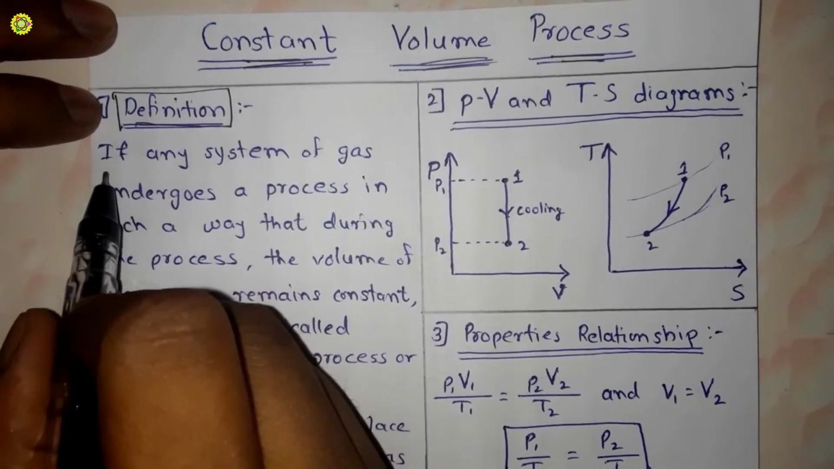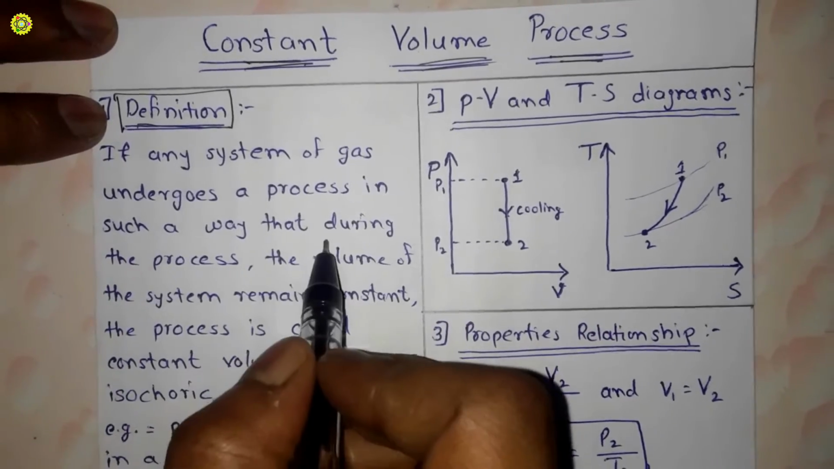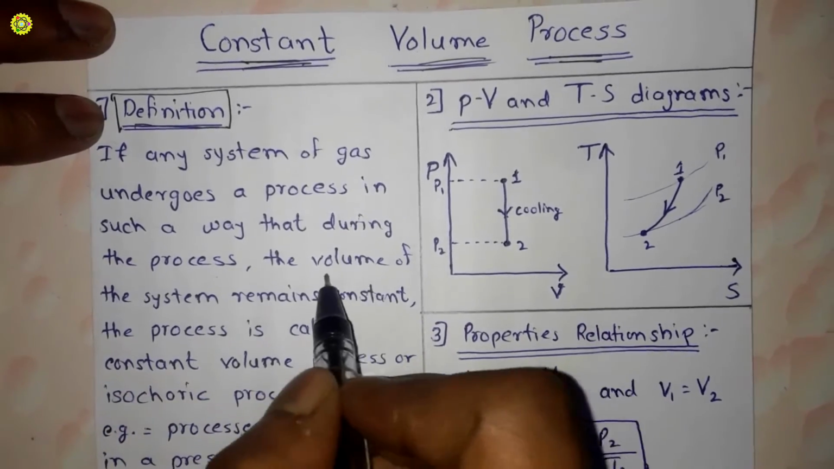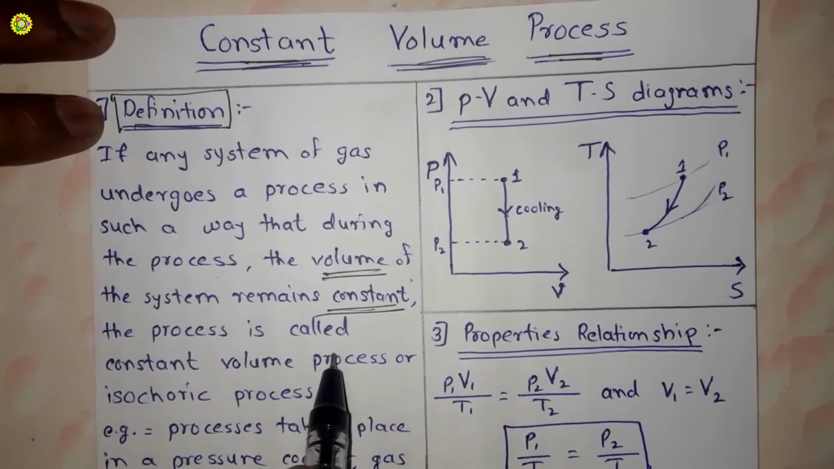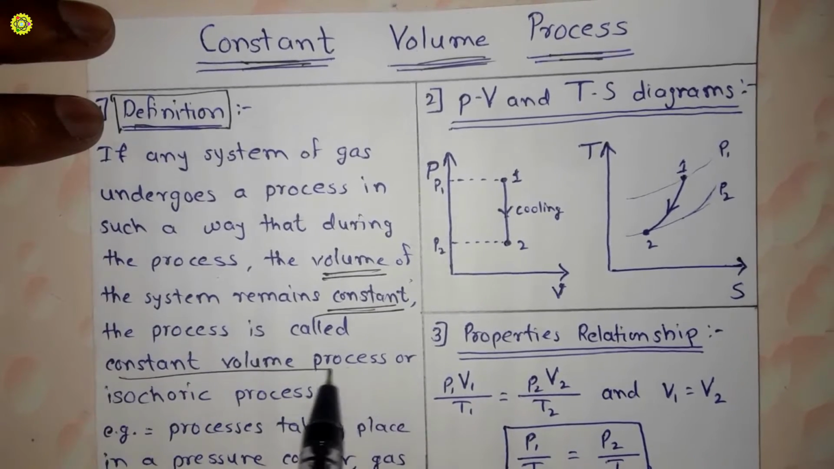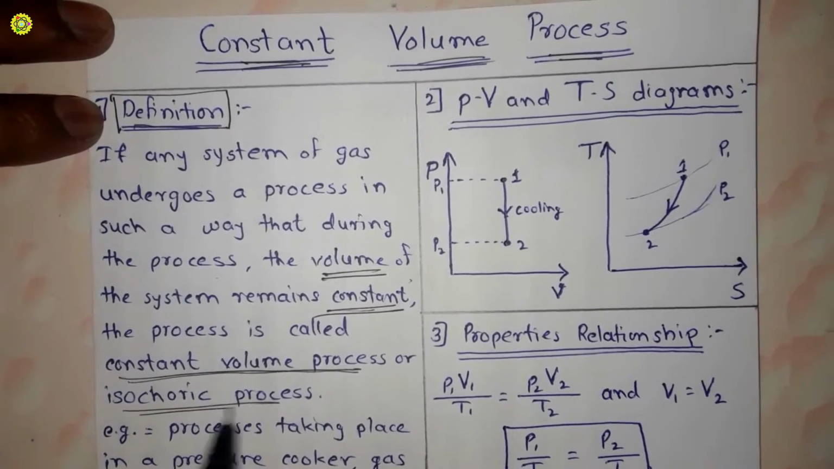If any system of gas undergoes a process in such a way that during the process the volume of the system remains constant, the process is called constant volume process, or it is also called an isochoric process.